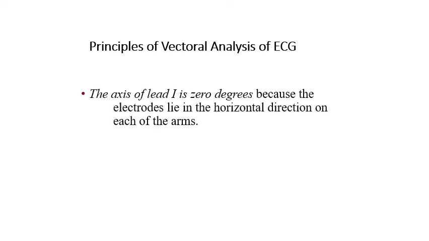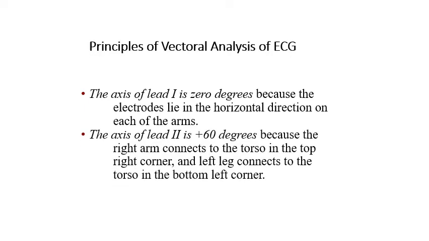So in the axial reference system, the axis of lead 1 was 0, because it lies exactly in the horizontal direction of the right and left arms. The axis of lead 2 was positive 60 degrees because the right arm connects to the trunk or torso in the top right corner, and the left leg connects to the trunk in the bottom left corner. The axis of lead 3 was positive 120 degrees because it's in the lower side.